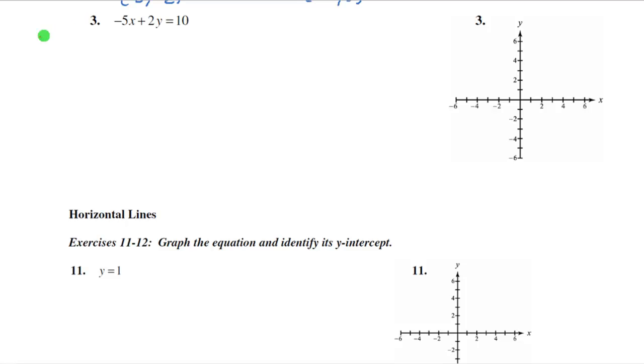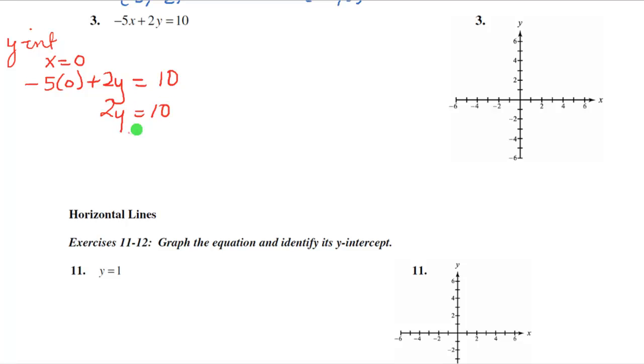Okay, here's another example: negative 5x plus 2y equals 10. We're going to find the y-intercept. Again, you set x equal to 0. So we're going to substitute in 0 where the x is. Negative 5 times 0 is 0, so we get 2y equals 10. Dividing both sides by 2, we get y equals 5. So (0, 5) is our y-intercept. That's our coordinates. So we're going to graph that.